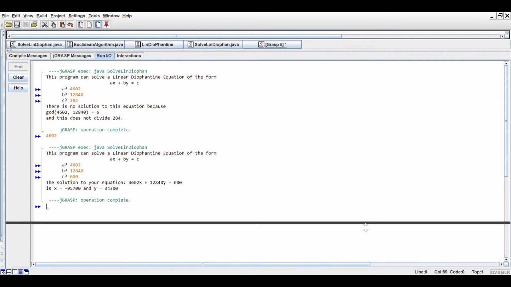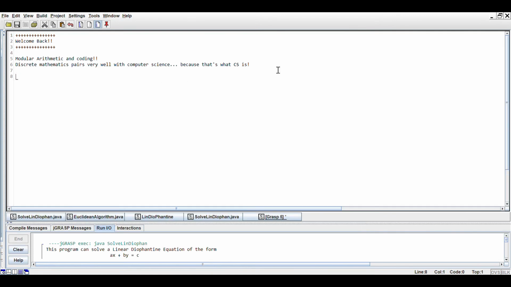So yeah, you guys can play around with trying to code some of this stuff on your own, coming up with your own Euclidean algorithm method. I don't know, I think it's pretty fun.